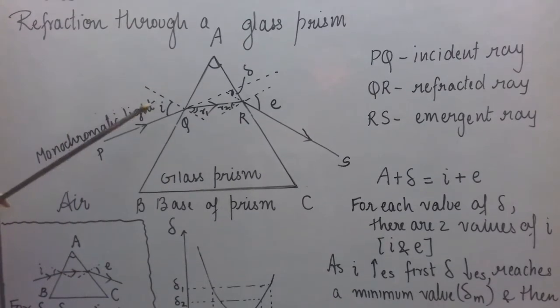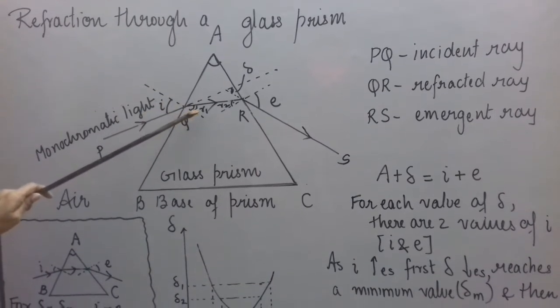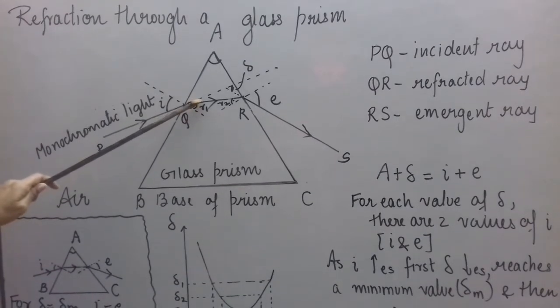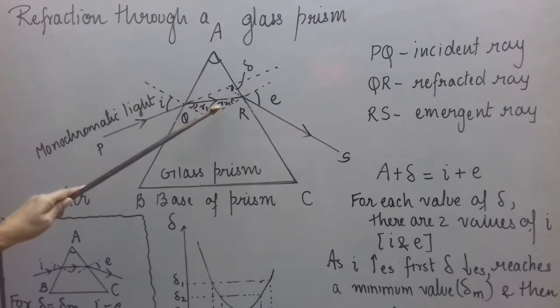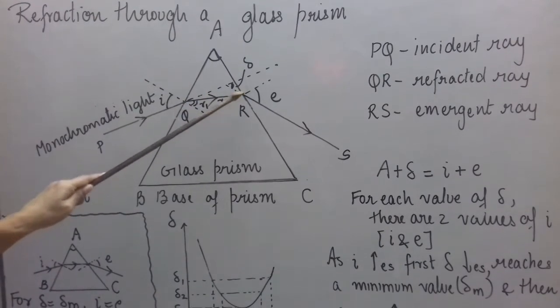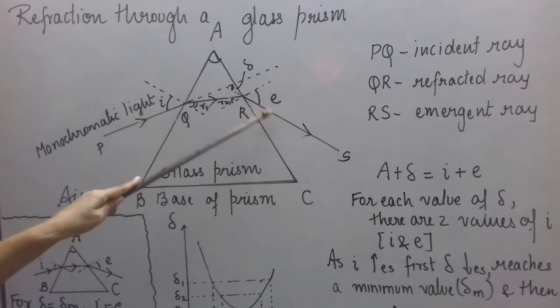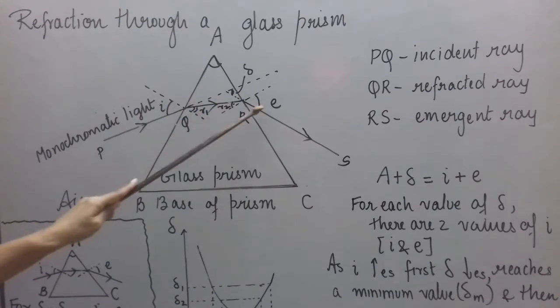Now, angle of incidence is always the angle between the normal and the incident ray. So this is I. For this case, R1 is the angle of refraction, that is, the angle between the refracted ray and the normal. For the second refraction, R2 is the angle of incidence and this E is the angle of refraction. So two refractions, so two angles of incidence and two angles of refraction.